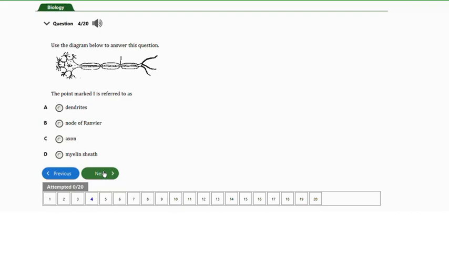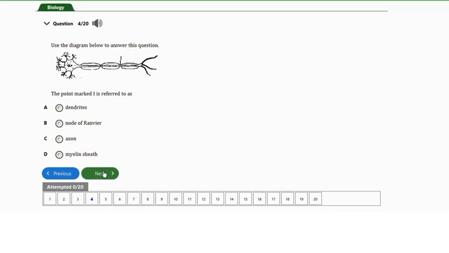Use the diagram below to answer this question. Here the question is, the point marked I is referred to as A, dendrites, B, node of Ranvier, C, axon, and D, myelin sheath. So guys, this part of the neuron is the node of Ranvier. So the answer to this question is option B.